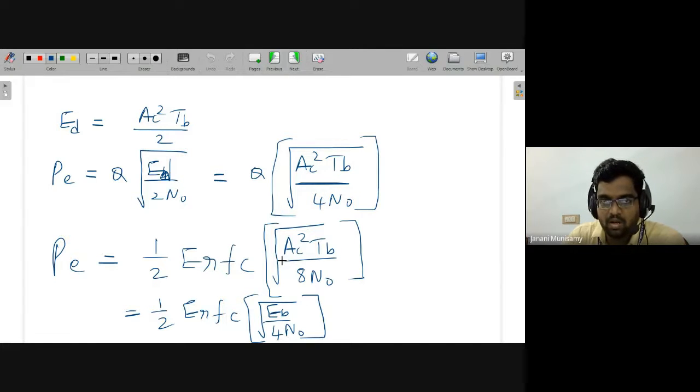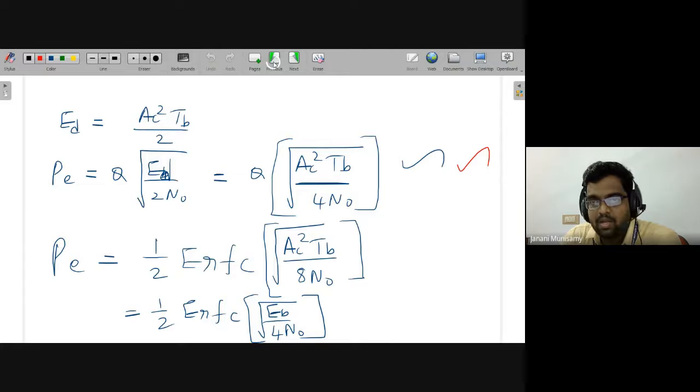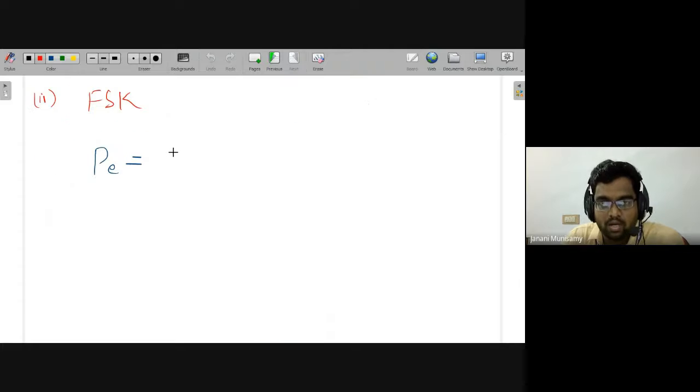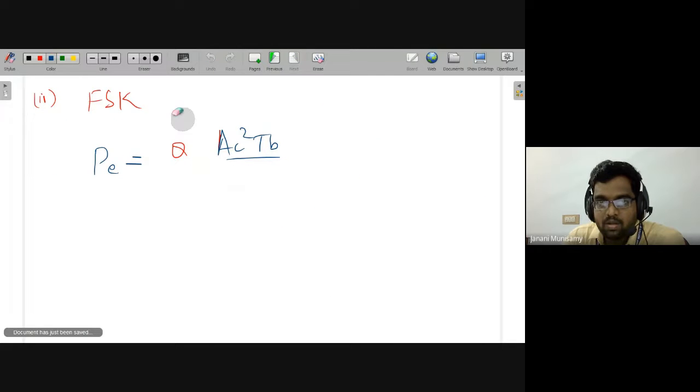Sorry, first we'll compare one by one. Say this is the Q function for ASK, and then compare with the Q function for PSK. Here AC square TB by N naught is there; in the other, AC square TB by 4 N naught is there. So for FSK, 2 N naught will come. So the Q function is AC square TB by 2 N naught, that is the Q function for FSK.